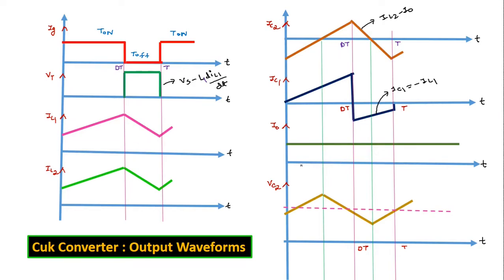Okay. Now what happens? This capacitor C2 is charging with opposite polarity. That means the capacitor waveform will be shifted to the downward direction. So same waveform we are getting, but it is in the downward direction because the capacitor C2 is charging with opposite polarity during the off period of the switch.